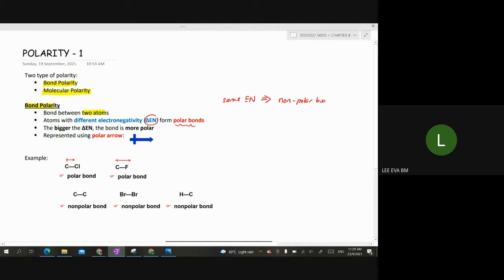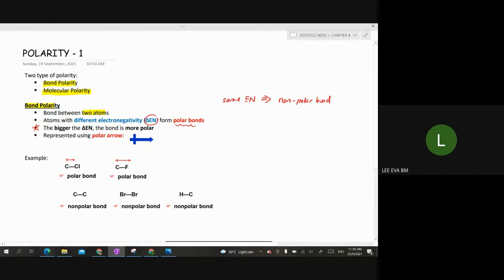Non-polar bond. Nah, kalau EN dia berbeza, baru dia akan jadi polar bond. So we have a general idea over here. The bigger the difference in electronegativity, the more polar the bond will become. Greater the difference, greater the polarity. Smaller the difference, smaller the polarity. No difference, then no polarity.